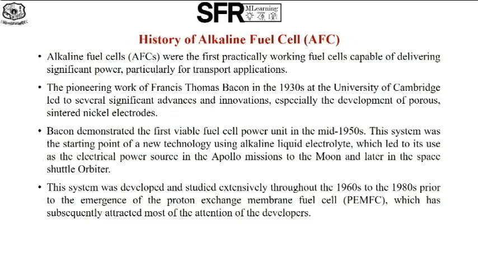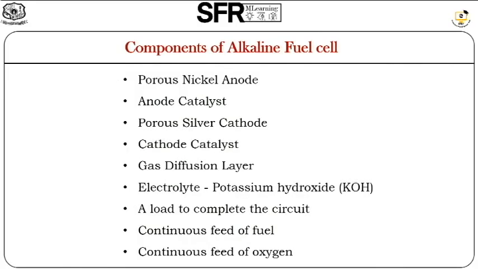This system was the starting point of a new technology using alkaline liquid electrolyte, which led to its use as the electrical power source in Apollo missions to the moon and later in the space shuttle orbiter. This system was developed and studied extensively throughout the 1960s to the 1980s, prior to the emergence of the proton exchange membrane fuel cell, which has subsequently attracted most of the attention of the developers.